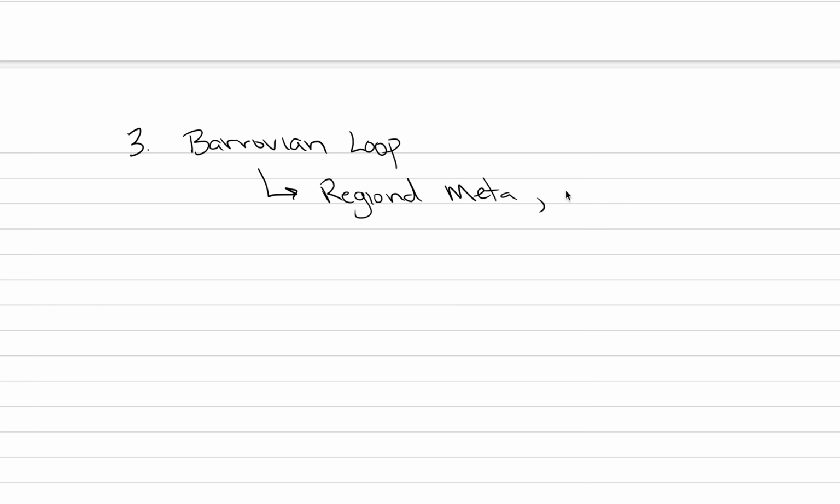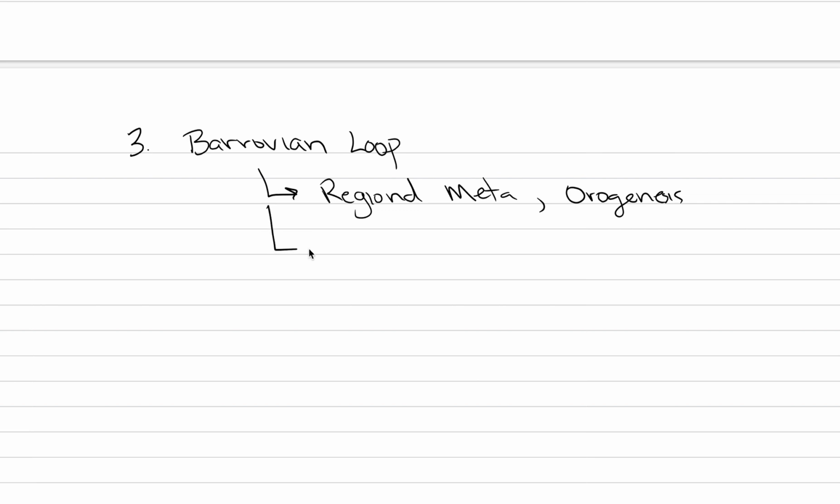So let's talk about the two different types of loops and then end this lecture. So the first type of loop is a Barrovian loop. You remember this word Barrovian? That was a type of zone. And what type of zone was it? It was the type of zone associated with regional metamorphism or orogenesis. Mountain building, right? Regional metamorphism, orogenesis. These are the big orogenesis. There, it's spelled correctly.